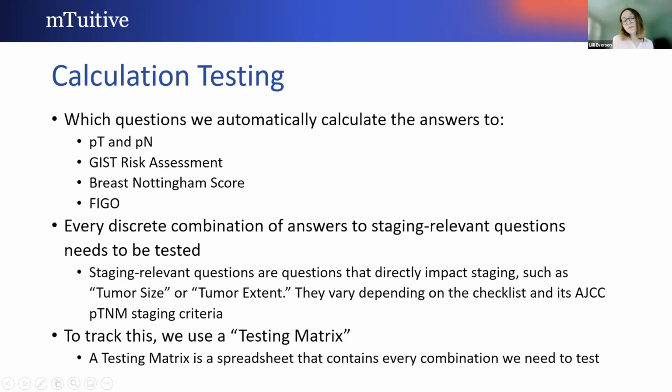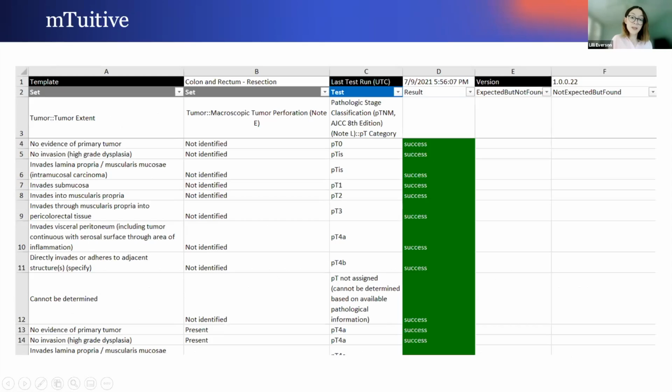So there's a lot to keep track of. And to track this, we use what we call a testing matrix. A testing matrix is really just a spreadsheet that contains every combination of answers that we need to test. Here's an example. This is the colon and rectum resection checklist for PT. This isn't the entire spreadsheet, it's just a sampling of it. It's sort of a lot to look at, but I'm going to break it down piece by piece and show you how we track our staging calculations.